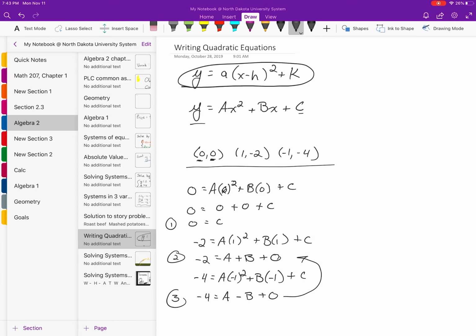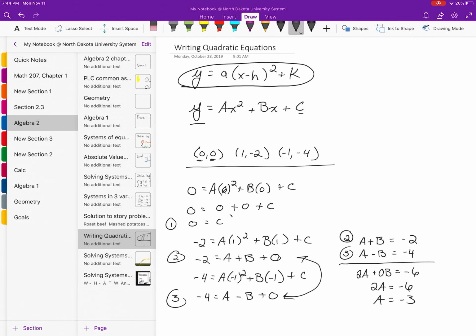And we're going to write a system with these two equations. It's going to look something like this. a plus b equals -2, and a minus b equals -4. This is equation 2, and that's equation 3, if I've lost you. We see right away we can just add these equations and eliminate the b variable. And we get 2a, adding a plus a is 2a, plus 0b equals -6. 2a equals -6, a equals -3.